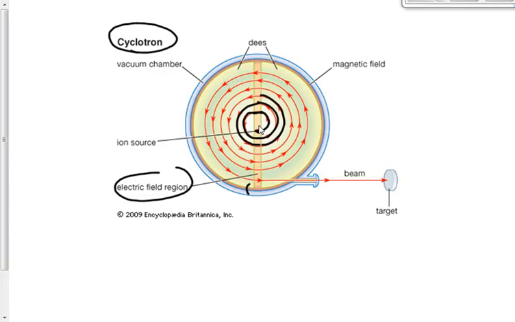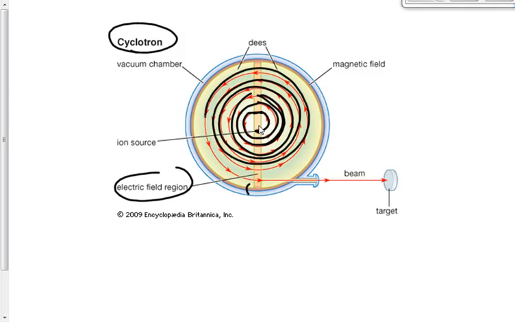So the magnetic field keeps it inside these circles, in this relatively small area, so that it keeps going across these electric fields and going faster and faster. And then at some point we let it go out and then we smash it into something. Maybe we smash it into another proton. Maybe we smash it into some other target and see what's inside.